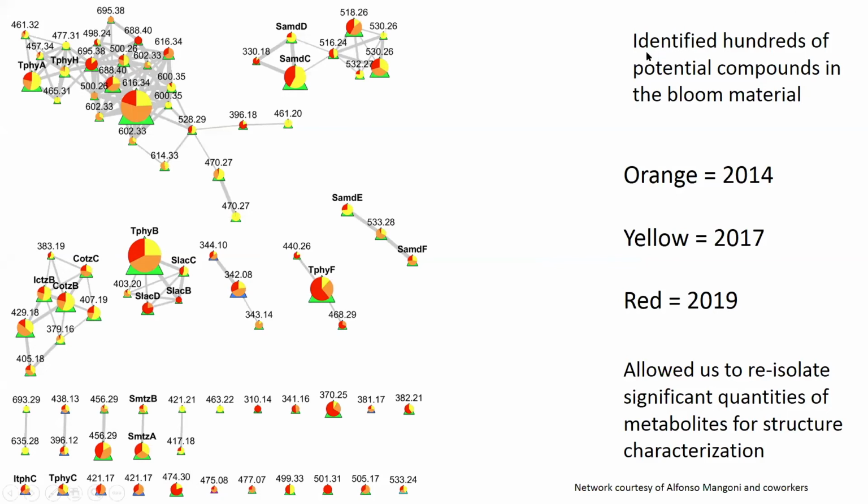We have identified hundreds of compounds from the bloom material. What's really interesting about this study is we looked at blooms from 2014, 2017, and 2019. Those are represented by colors in these pie slices. So we're finding many of the same molecules year after year. And this has allowed us to isolate and identify many new molecules. So how does the networking work? Here is a molecule we call trichophycin B. You can see its structure here. And it's very similar to this other molecule here, smetolactone D. And so because these molecules are similar, they cluster together.